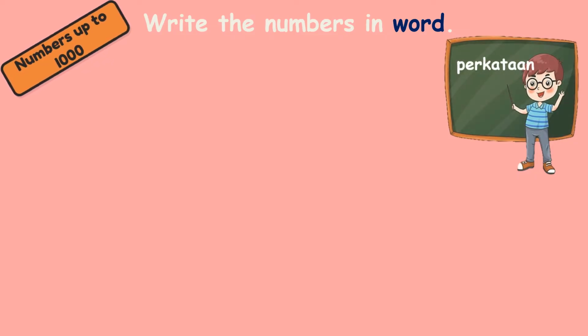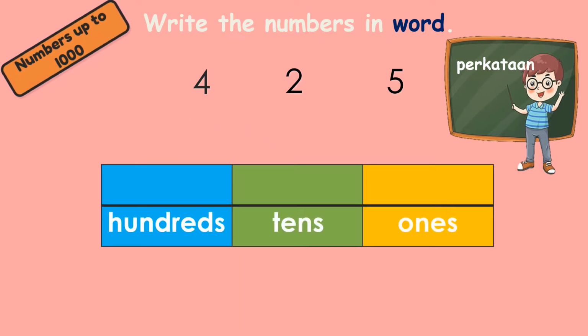Look at this example. Let's read 3-digit numbers. Write the numbers in word. Word bermaksud perkataan. Look at the number 4, 2, 5. Let's use the place value chart. For this place value chart, we write the place values at the below. Why? It's easy for us to read or say the numbers. Remember, between hundreds and tens, we put n.